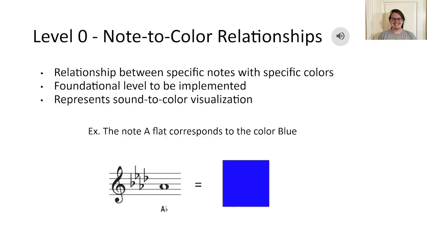The basic idea behind how we will be assigning colors to music is illustrated in multiple levels, with the most simple of them being single note to color relationships. With this, we will assign all 12 notes in the chromatic scale to a specific color. Once that note is interpreted by the program, the respective color will then be displayed. For example, if we were to have the note A flat, we would then correspond it to the color blue.